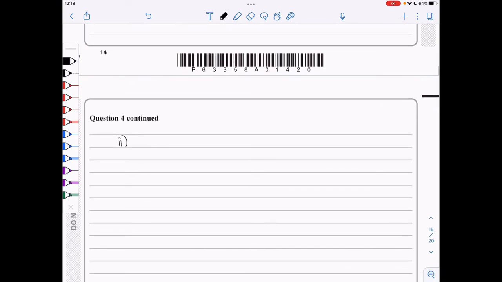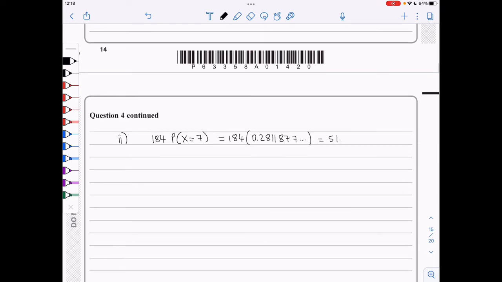Now for the II part, the expected number of days in a total of 184 days for which the cloud cover is 7 is simply 184 times the probability of x is equal to 7. This will give me the proportion of days that have a cloud cover of 7, and I multiply by my sample size to turn it into the expected number of days. So this is 184 times the probability, which is provided by my calculator, 0.2811877, which is 51.7 days. Note that it's the expected number of days, so it's okay to get a non-integer answer.